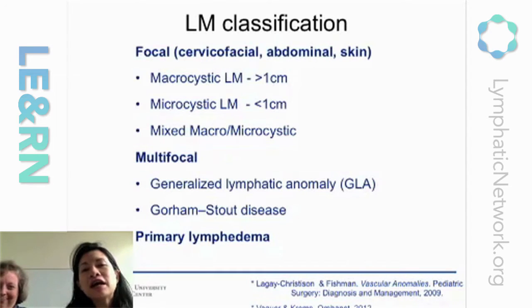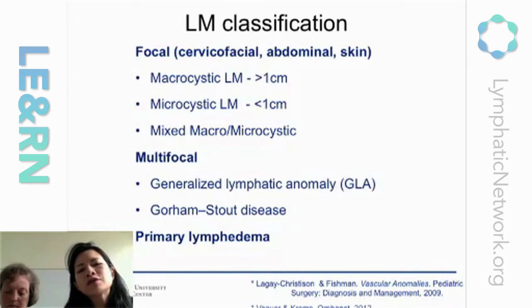LMs are otherwise classified based on the subtype and grossly separated into focal, multifocal, and also primary lymphedema. Focal LMs usually affect a discrete area in the body, and they can further be subdivided into macrocystic, microcystic, or mixed LM. A macrocyst is actually a big sac of fluid you can see, versus microcystic, where the cystic spaces are much less well defined.